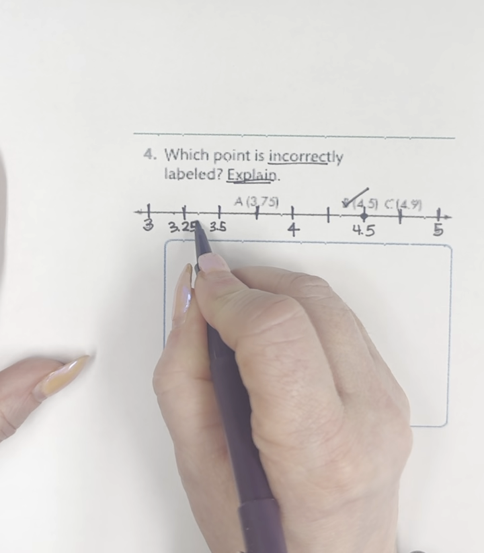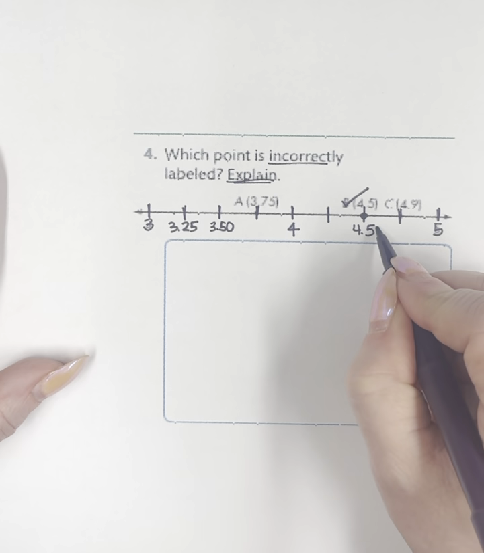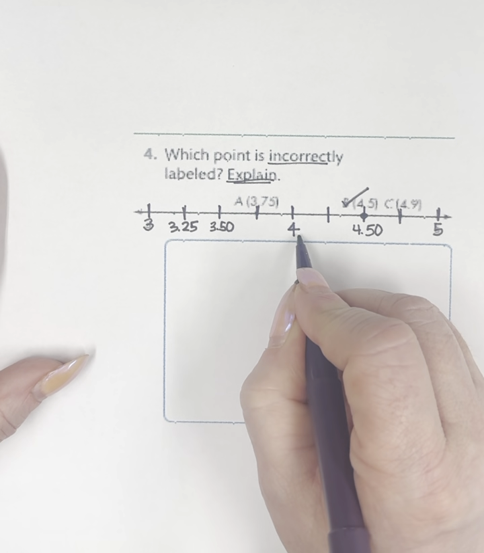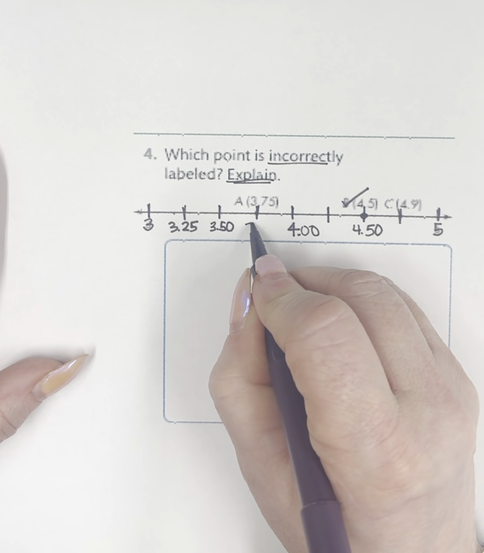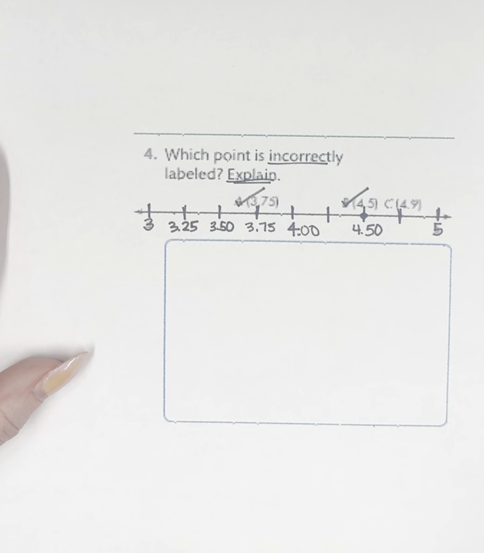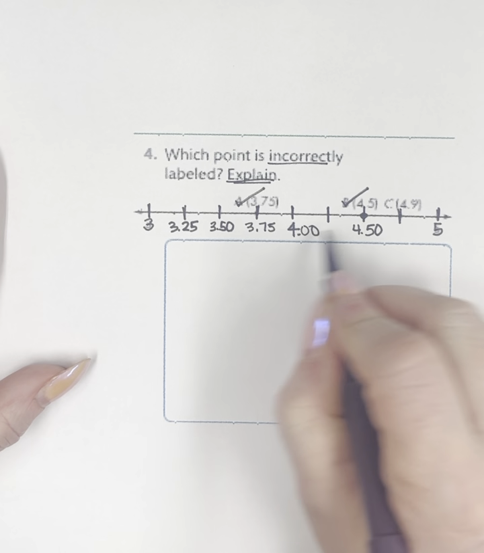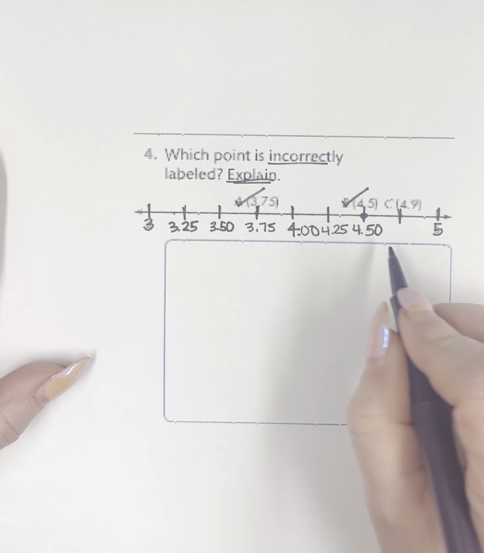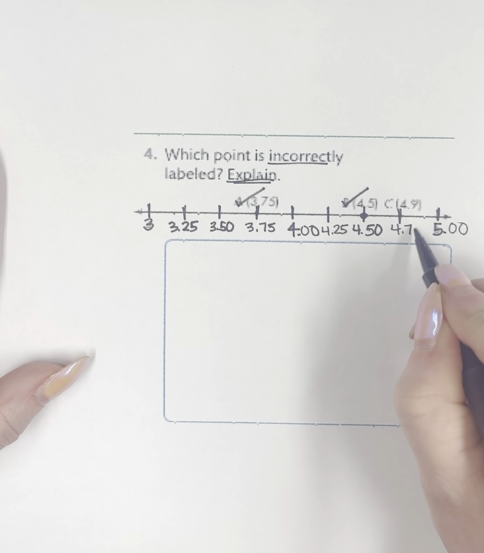3.25. What is halfway between 3.5 or 3.50, right? And a whole 4. So remember, a whole is 100. So halfway between 50 and 100 is 3.75. So A is correct. But let's just check, because we always have to make sure. So halfway between 100 and 50, 4.25. And halfway between 50 and 100 is 4.75.